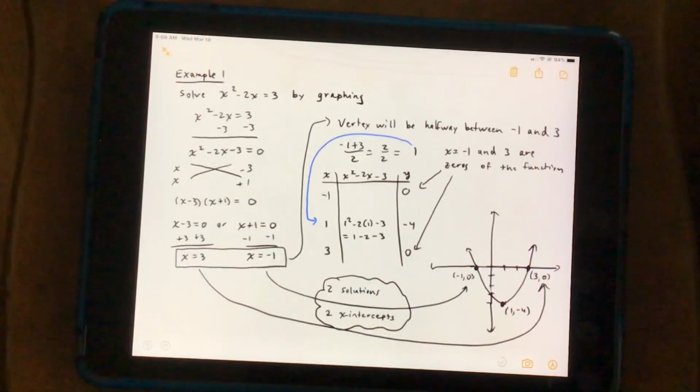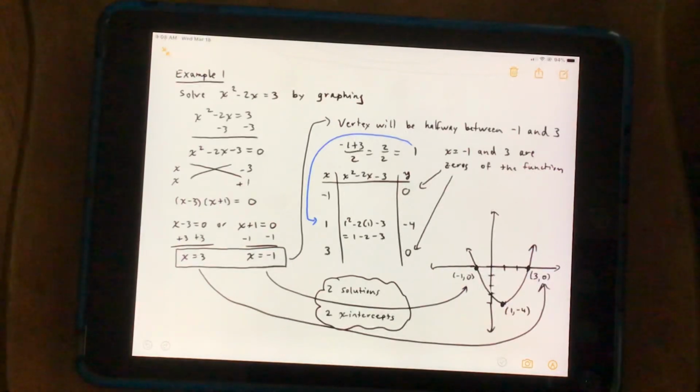So we will find our vertex halfway in between those two values. To figure out what number is exactly halfway in between negative 1 and 3, we're going to add up negative 1 and 3 and divide it by 2. That's going to give us a vertex of 1 for our x value.